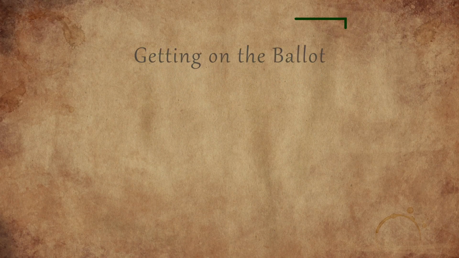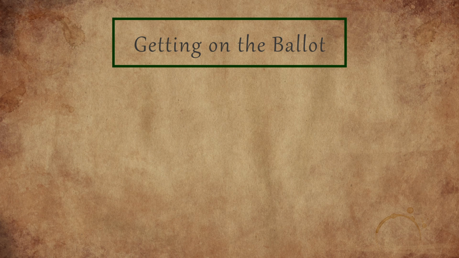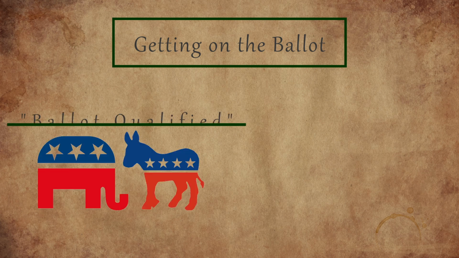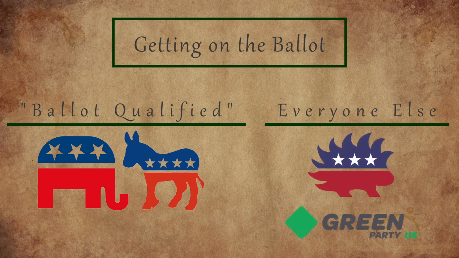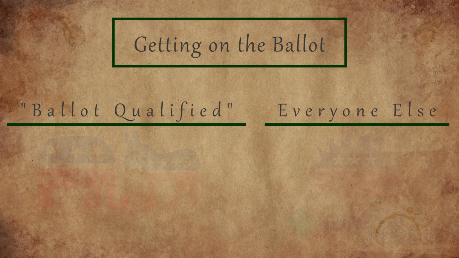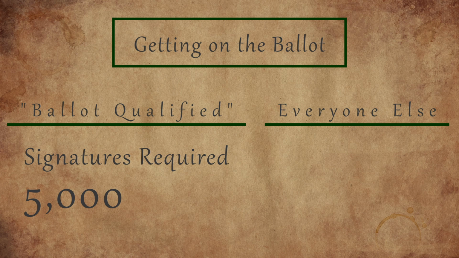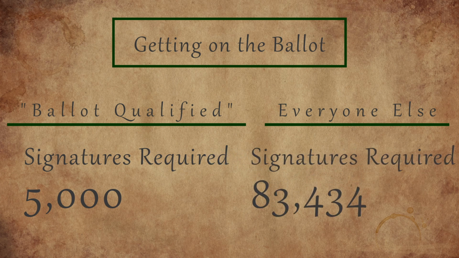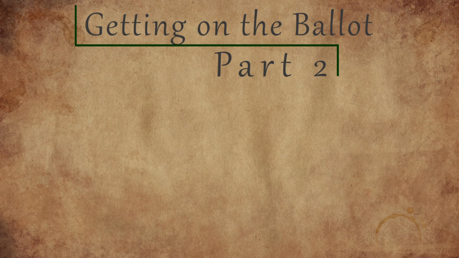fees or petition signatures. Additionally, there are often different standards within each state for candidates from, quote, "ballot qualified parties," as opposed to candidates from minor parties and independent candidates. For example, to run for the U.S. Senate in Texas, a candidate from a ballot qualified party is only required to file 5,000 signatures. Any other candidate is required to file 83,434 signatures.